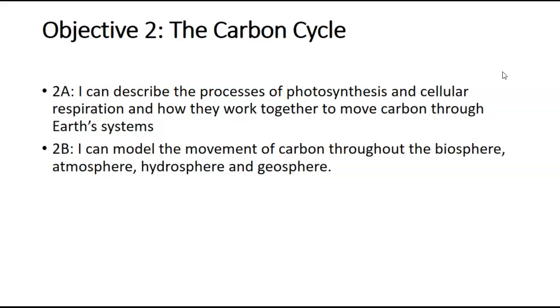Okay, moving on to our objective 2, which talks about the carbon cycle. The first objective talked about the processes of photosynthesis and respiration and how they work together to move that carbon through the different parts of the system. And then the second objective talked about how the carbon can move between the 4 spheres within Earth's system. So we're going to start with photosynthesis, and hopefully this is going to be a very quick review because I know you guys are very familiar with this.